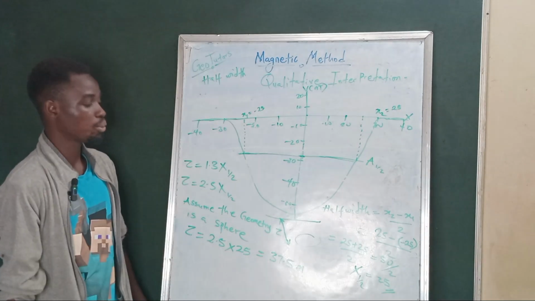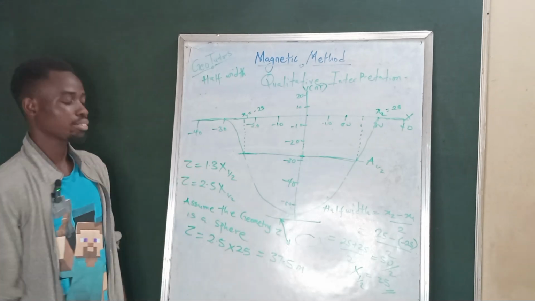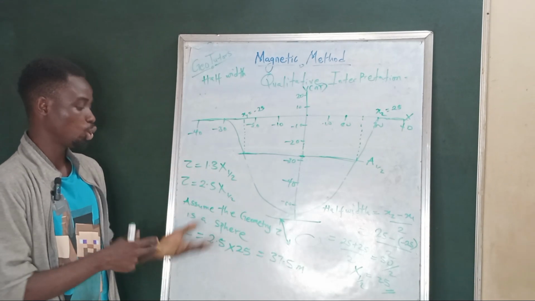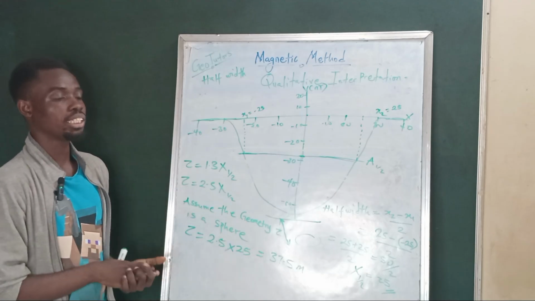So that is how to get it. You can try it on your own to get the answer, and comment in the comment section if the assumption of the geometry is a cylinder.